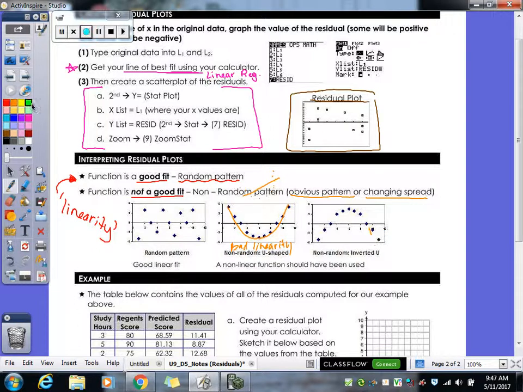Now when we talk about changing spread, if I've got my little XY axes on there, your residual plot starts kind of wider, and the dots kind of move closer together. So here it's really far apart, and then it kind of comes together at the end. That's what we call changing spread, because they start wide and then get narrow. That is also telling you it's not a good fit. So random, good fit. Not random, bad fit.